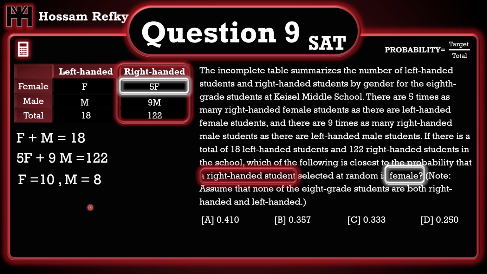Okay, let's get the probability here. It's the target over the total. The target here is 5F, and we know F is 10, so 5 multiplied by 10 is 50. The total of the right-handed here is 122. So it's 50 over 122, which gives us 0.4098. So it's closest to this one, A. So A is the answer.